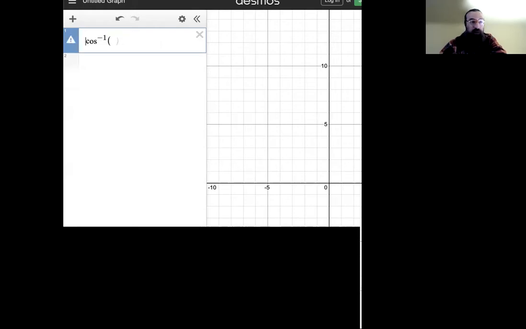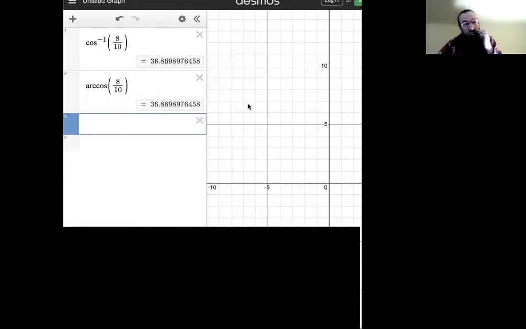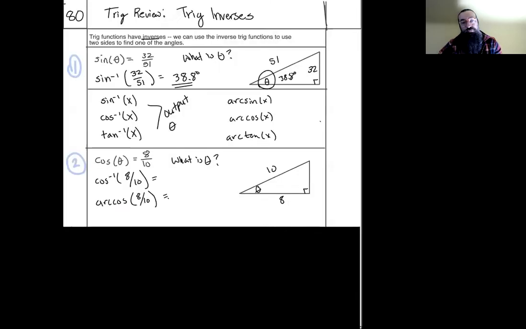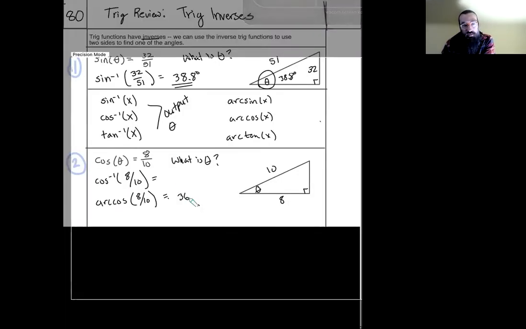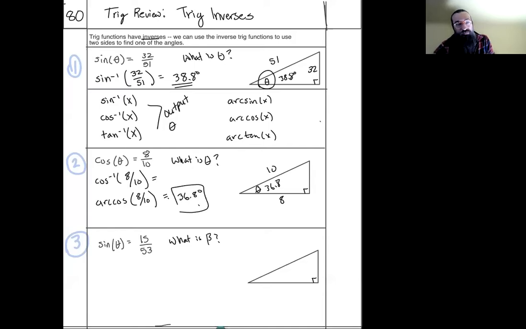And so let's type in 8 over 10. And let's also type arc cosine of 8 over 10. And you can see that, yes, they really are the same. So 36.8. And we're done. 36.8 degrees. That's what theta is. We're done, right? Super straightforward, not tough at all. And let's keep going to problem 3.